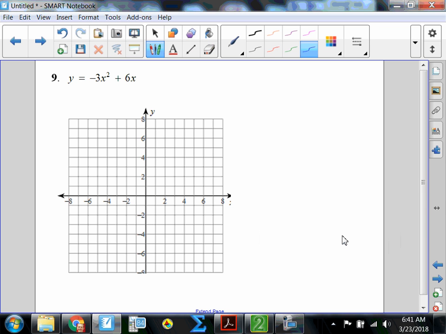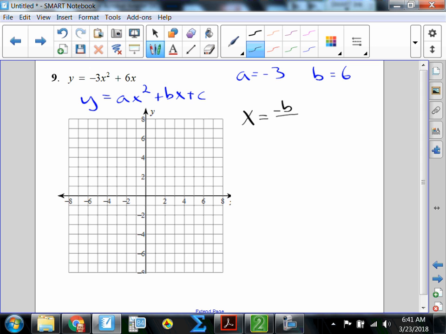Okay, number 9, we're graphing. This is in standard form, so we're going to compare it to y equals ax squared plus bx plus c. So in this problem, my a value is equal to -3, and my b value is equal to 6. When my graphs are in this form, we're going to use this formula for my vertex, -b over 2a.